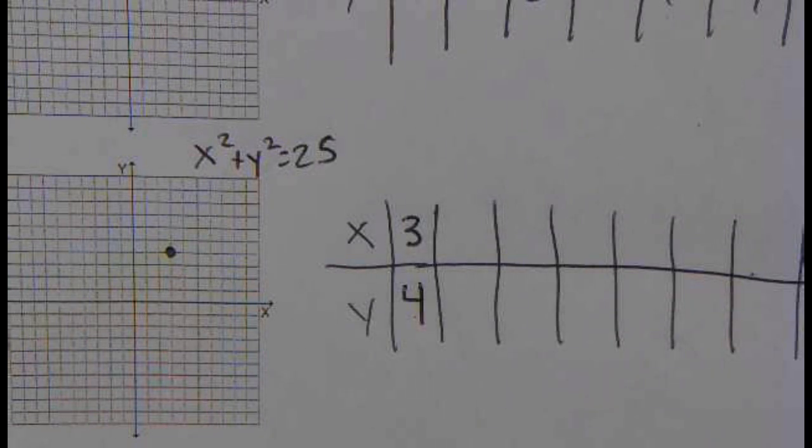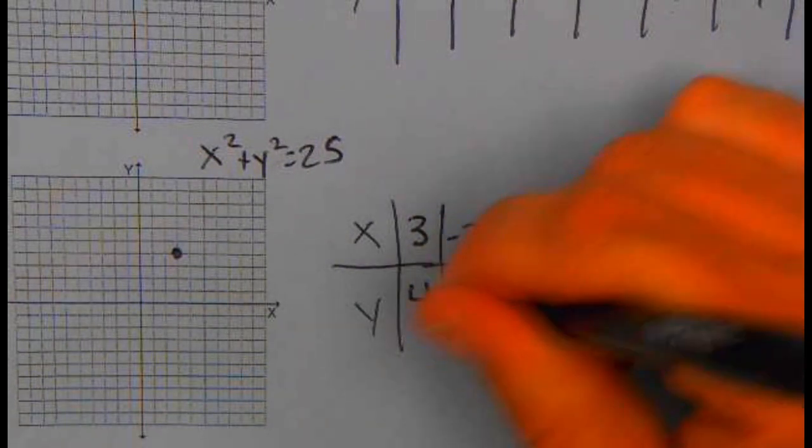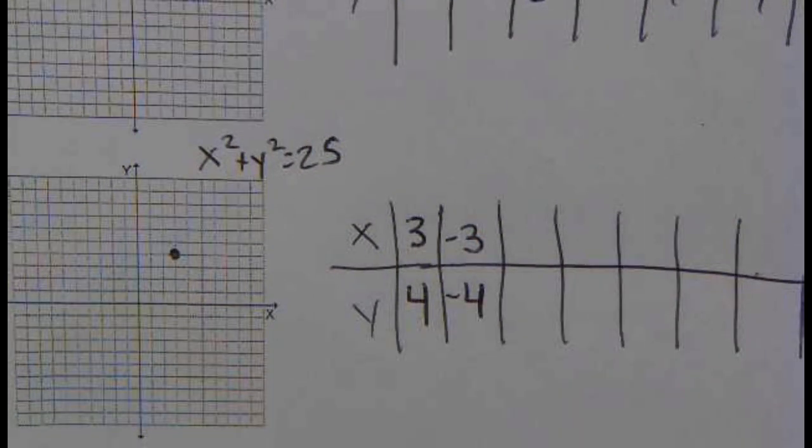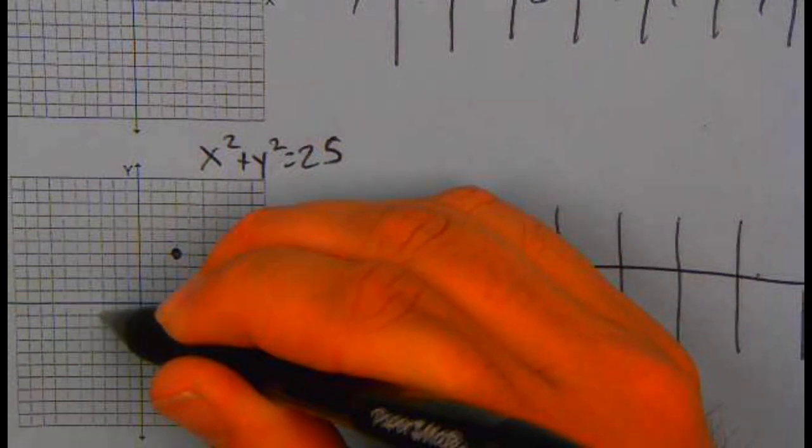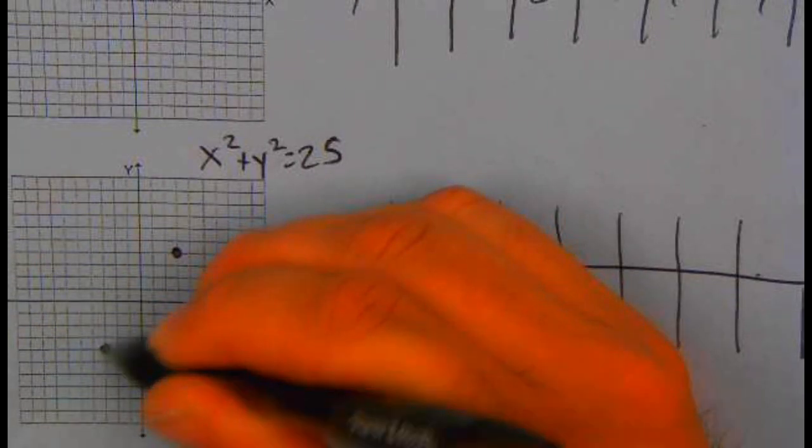You got one now? -3 and -4. -3 and -4, because that would still be 9 and 16. So that would still work. 1, 2, 3, 1, 2, 3, 4. There's a point.